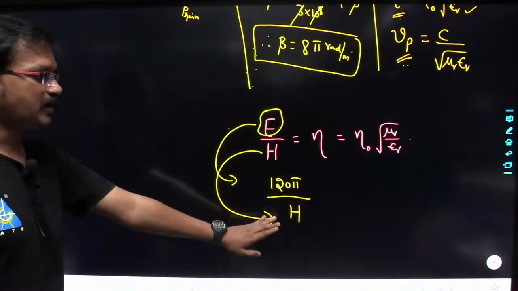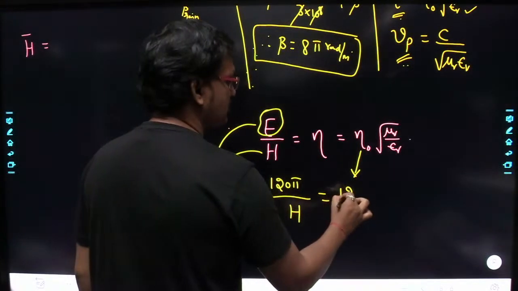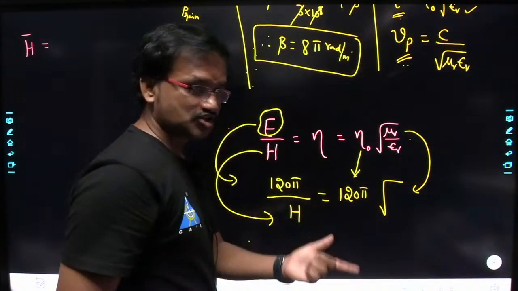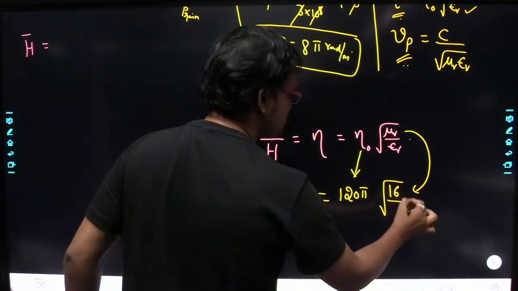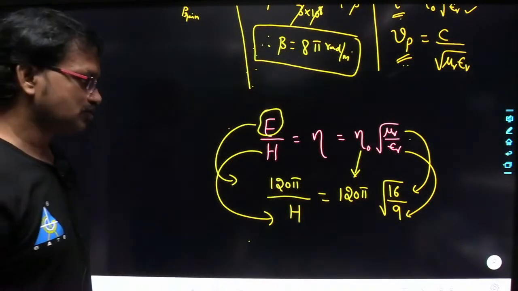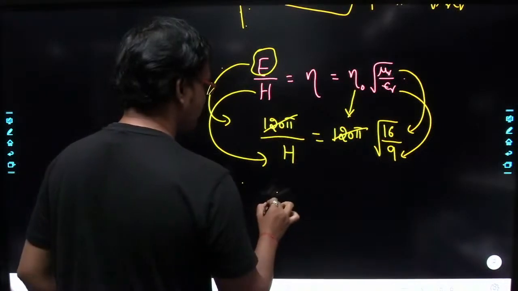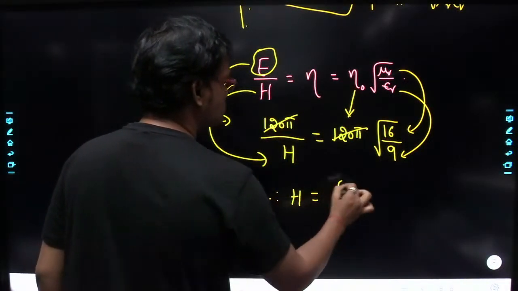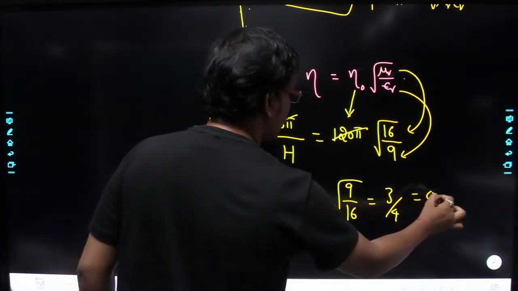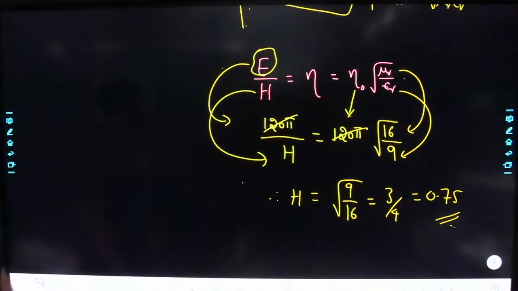So 120 pi divided by H is equal to what? Eta naught value is nothing but 120 pi into square root of what? Mu r value has changed to 16, yes or no? And epsilon r value is nothing but 9. Understood? Now what are you going to get? Here 120 pi and 120 pi will get cancelled. Therefore H is equal to square root of 9 by 16, which is equal to 3 by 4, which is equal to 0.75. Right? So this is the amplitude of the magnetic field.